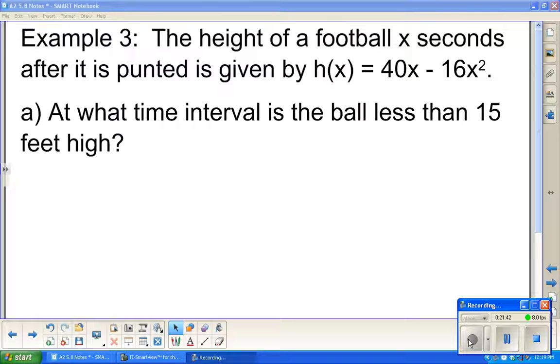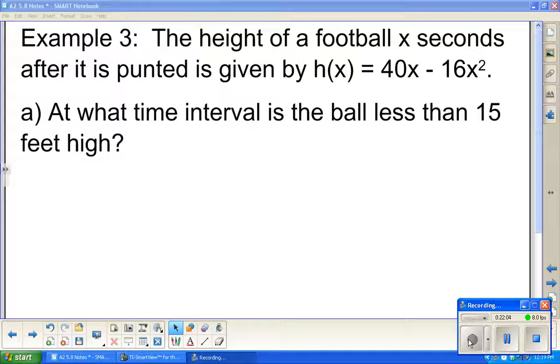Okay, so this is one of the good applications of this stuff. The quadratics is like for physics applications like projectile motion. It really follows a quadratic or parabolic path, I should say. So let's say we punt a football. We have an equation. We want to know when will this ball be less than 15 feet high.